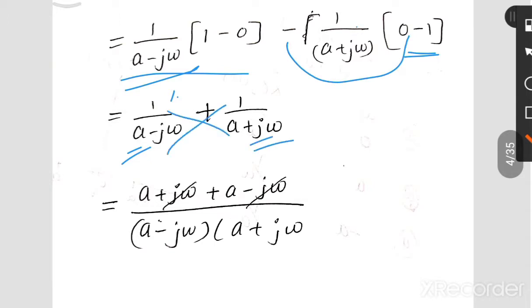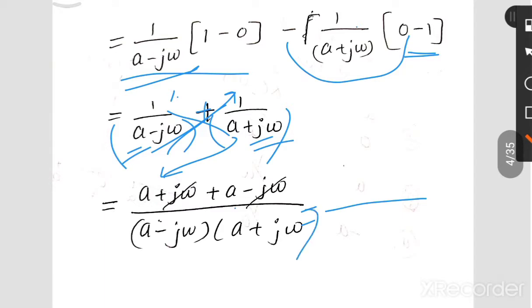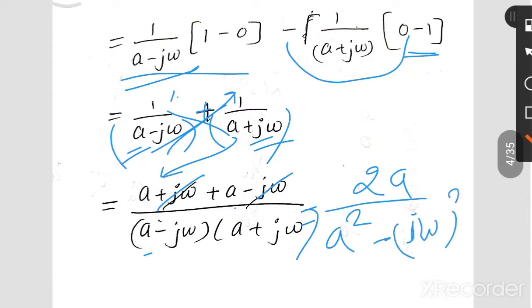So cross multiply this to take an LCM of this. So what we can do is cross multiply. It will be a plus j omega plus this term, that is a minus j omega, divided by both the factors multiplication, a minus j omega into a plus j omega. Here j omega minus j omega get cancelled, it will be 2a divided by a minus b, a plus b, so it is a square minus b square, b is j omega square. Here 2a as it is, a square minus j square omega square.